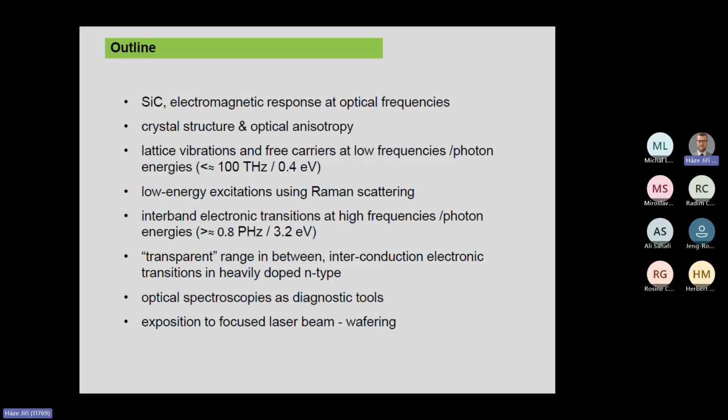And then we will go through the response, which is determined by just the lattice vibrations and free carriers at low frequencies. The frequencies are still very high, but relatively low. This is, let's say, for the energies below 0.4 electron volts. That is the frequency of 100 terahertz. We will see some low energy excitations seen also by Raman scattering. And then we will switch to the interband electronic transitions at high frequencies. This is the ultraviolet range with frequencies in the petahertz range. And there is, of course, a transparent range between the two.